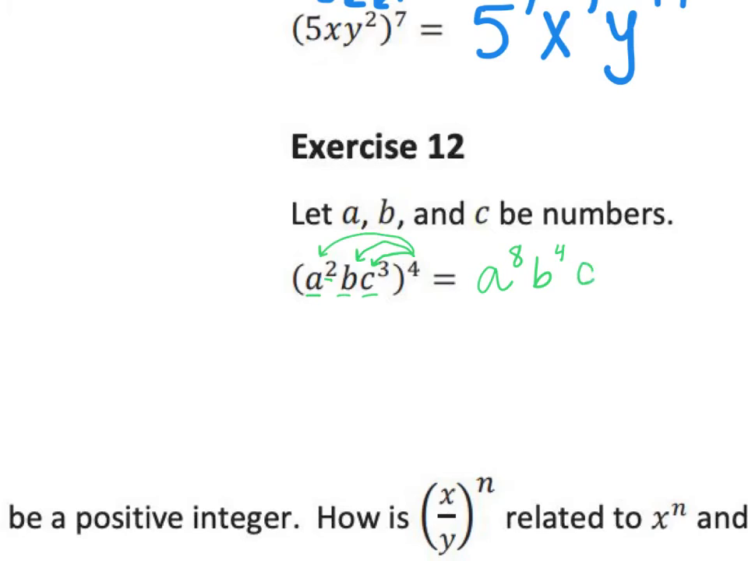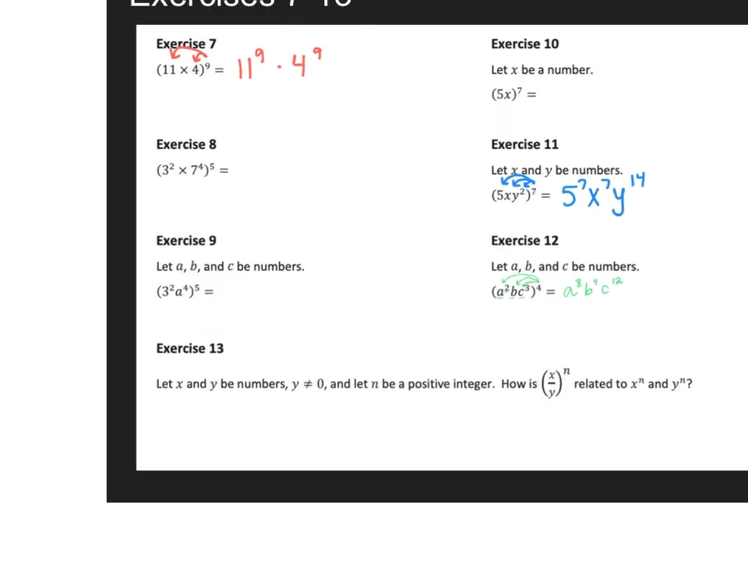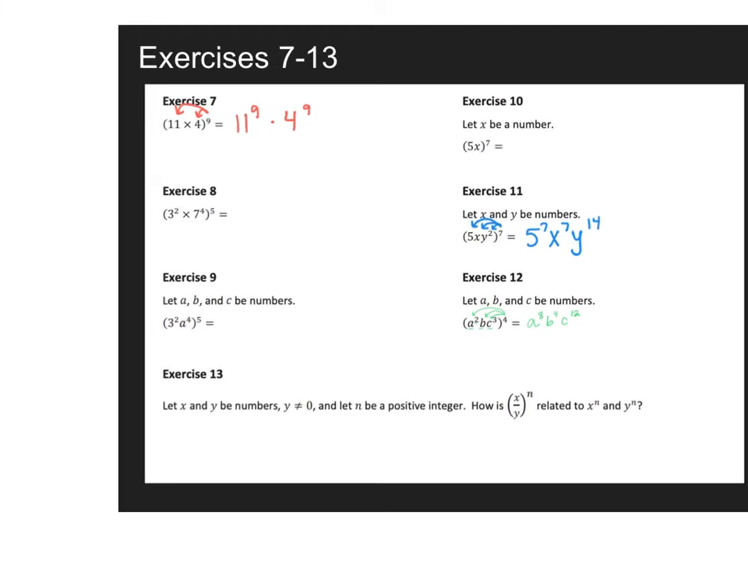C already has a 3 attached to it, so I have to do 4 times 3. That is 12. All right. So please go through it now. Do exercise 8, 9, and 10. And we'll go over them in just a moment. All right.